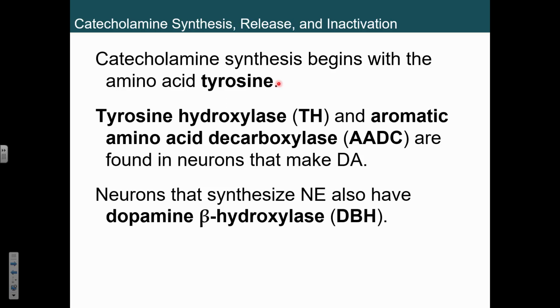So you have a group of amino acids. You guys have heard of these things, right? So we're going to take tyrosine, we're going to make dopamine and so forth. So tyrosine hydroxylase and this guy called AADC, don't worry so much about that. These are going to be found in neurons that make dopamine.